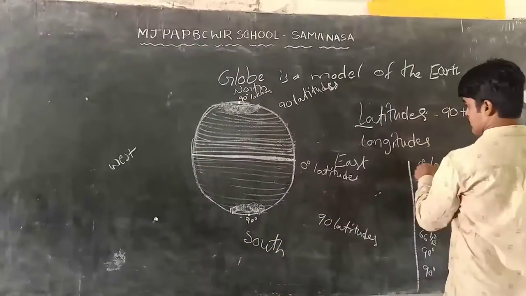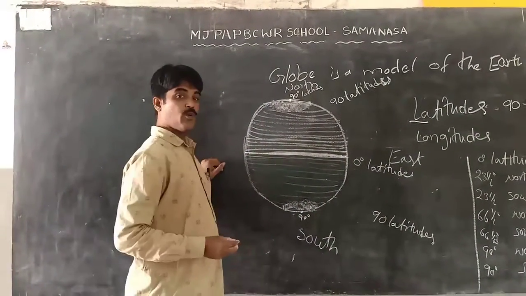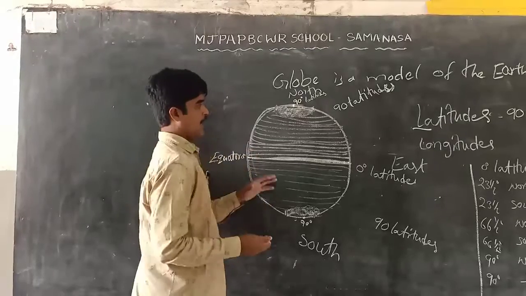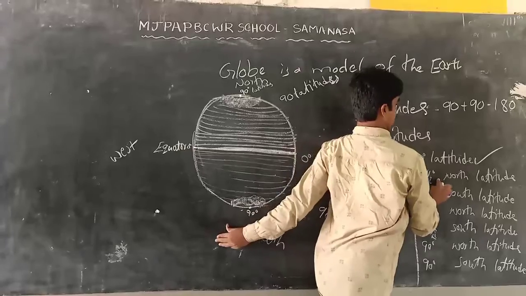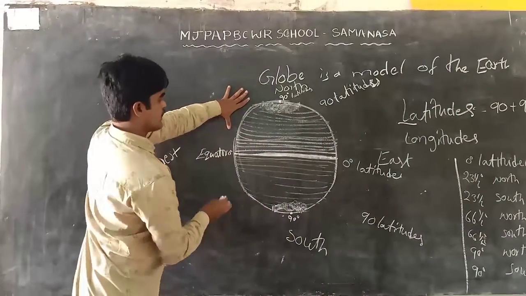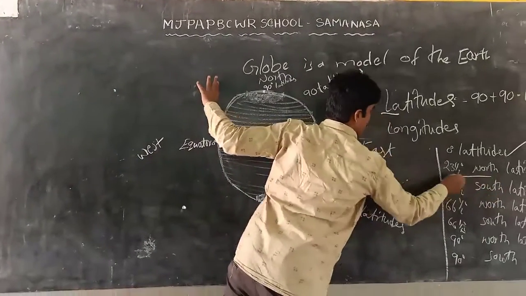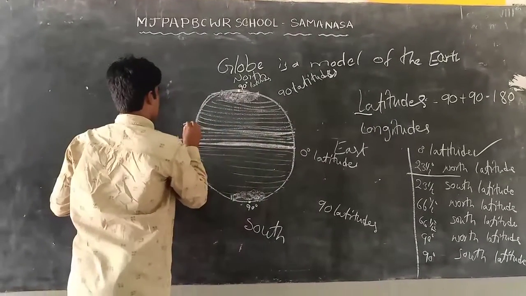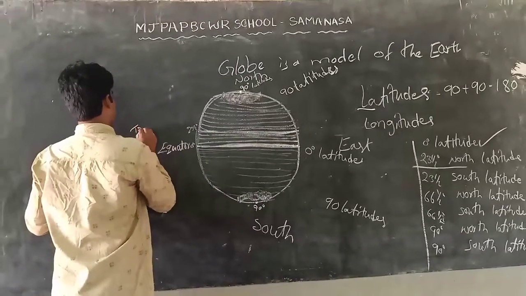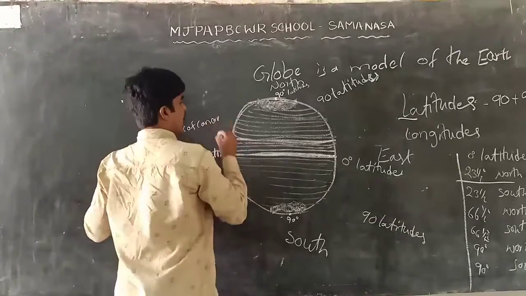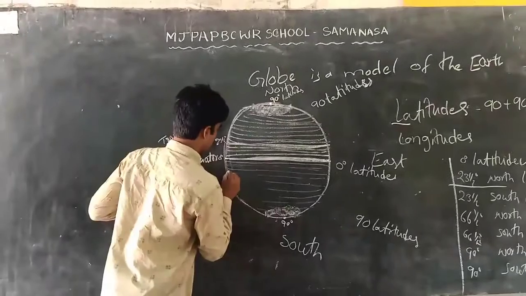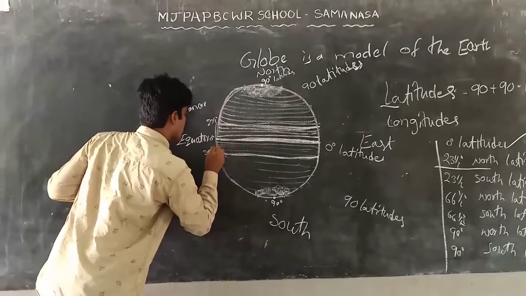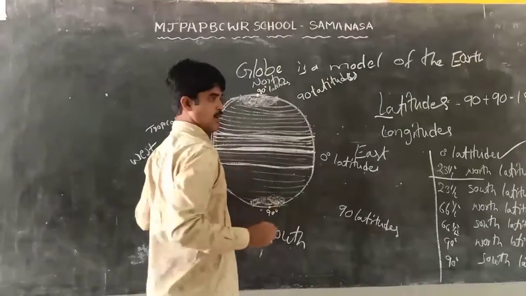The 0 degree latitude is called the equator. Second, the 23.5 degrees north latitude is called the Tropic of Cancer. This is the north, this is the south. And third, the 23.5 degrees south latitude is called the Tropic of Capricorn.